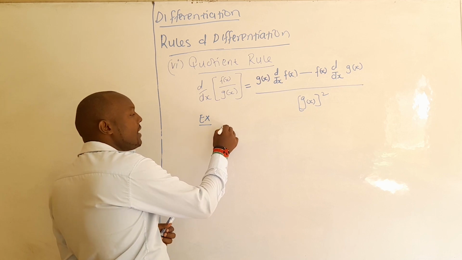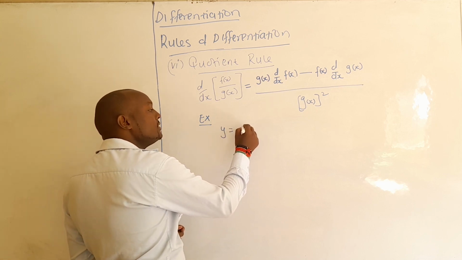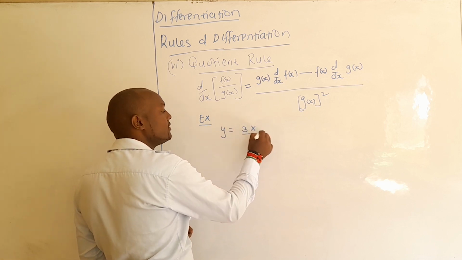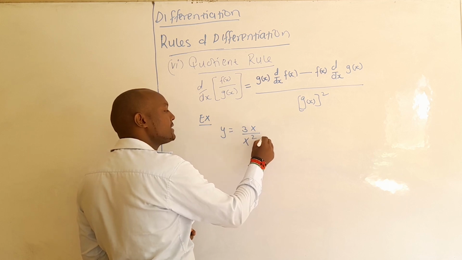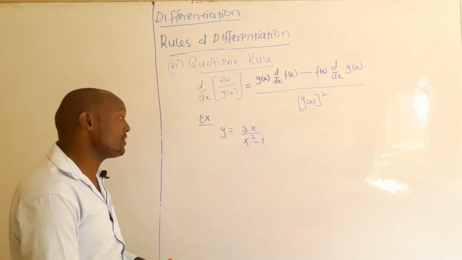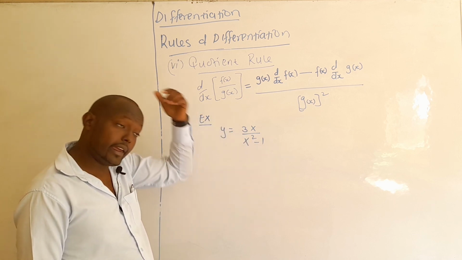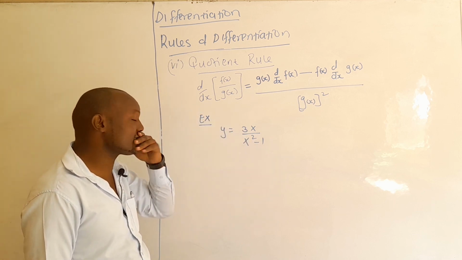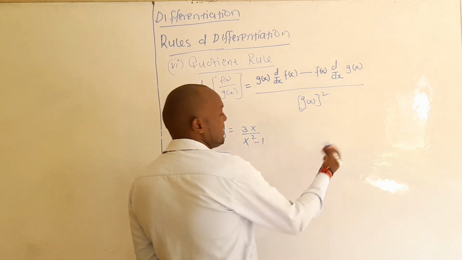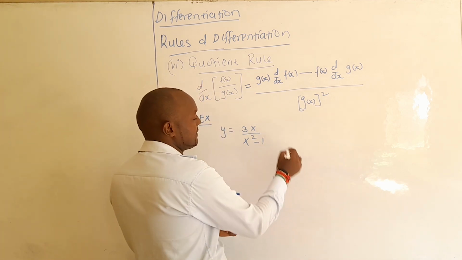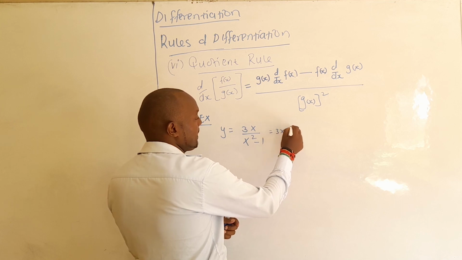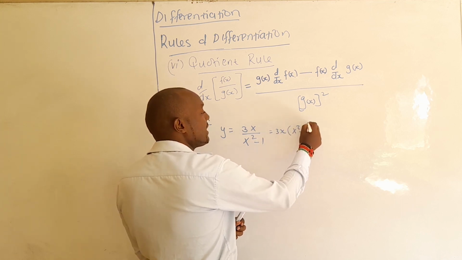So assume your y is a function of 3x all over x squared minus 1. So you are required to differentiate this one. There are some people who might treat this one as product rule, because I know, just for the sake, there are some people who might think this is 3x times x squared minus 1 to the power negative 1.